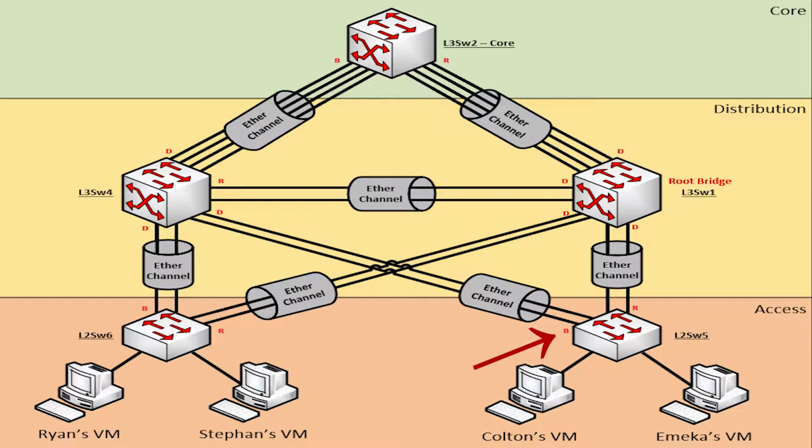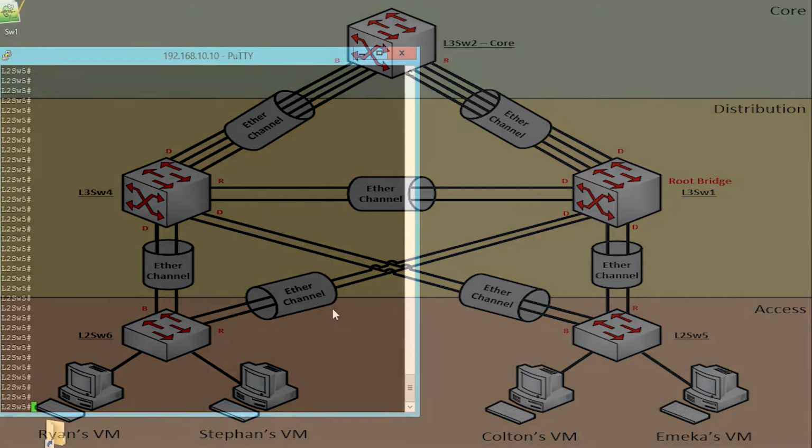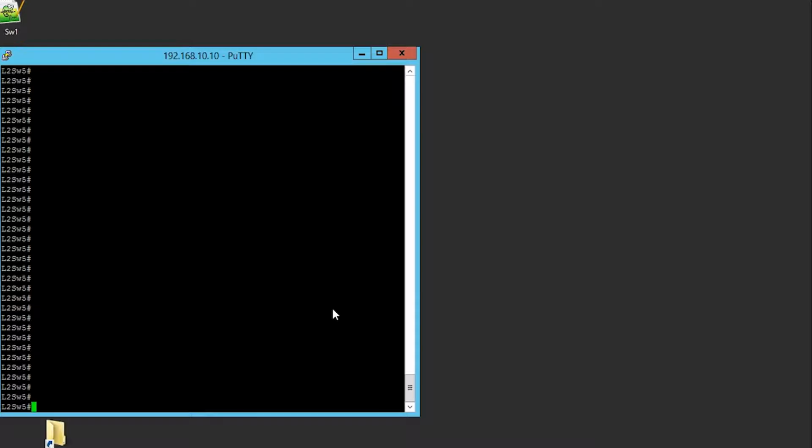Lastly, we have blocked ports, which are represented with the letter B on screen, which are not capable of receiving or sending any packets on that port, but instead are only capable of accepting BPDUs from other switches. We can check our spanning tree information on our switch by running the command show spanning-tree.